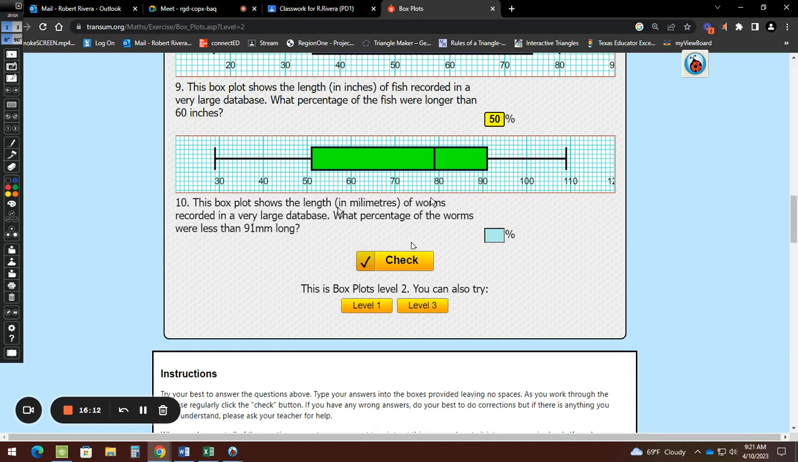The box plot shows the length in millimeters of worms recorded in a very long database. What percentage of the worms were less than 91? Okay, let's go with Maria. What percentage of the worms were less than 91?